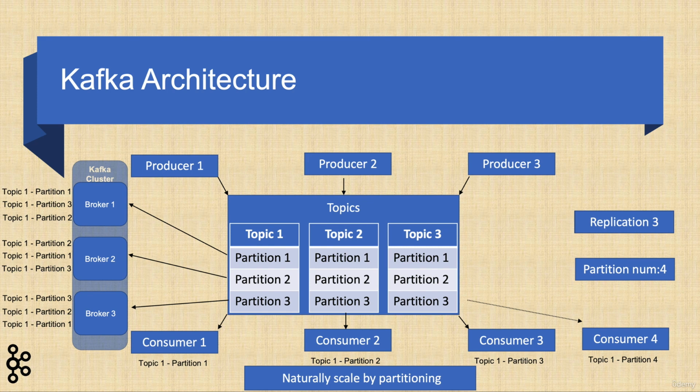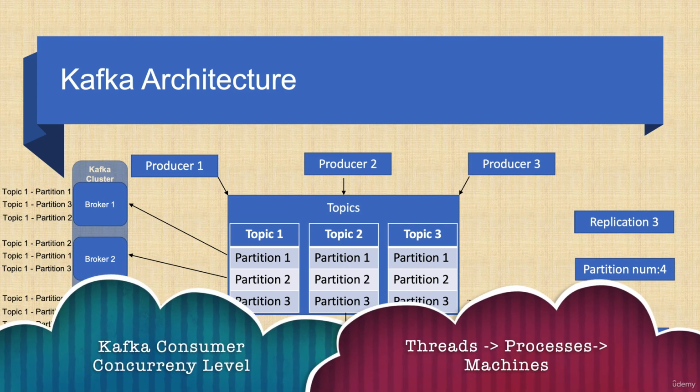This way, Kafka naturally scales and provides high throughput with low latency, as you can distribute the work among the consumers on different levels. You can use threads in a single process, or processes on a single machine, or even processes on different physical machines. It is totally up to you to configure this concurrency level.